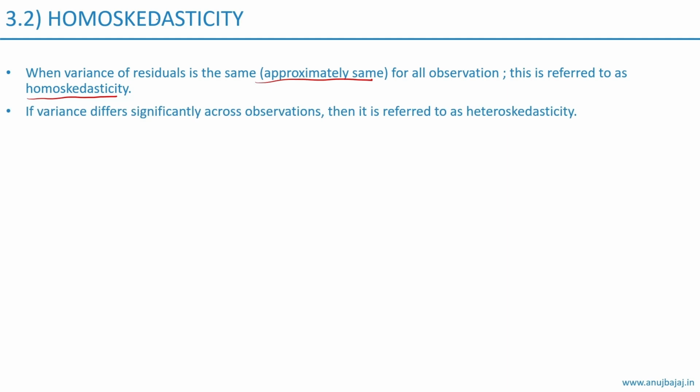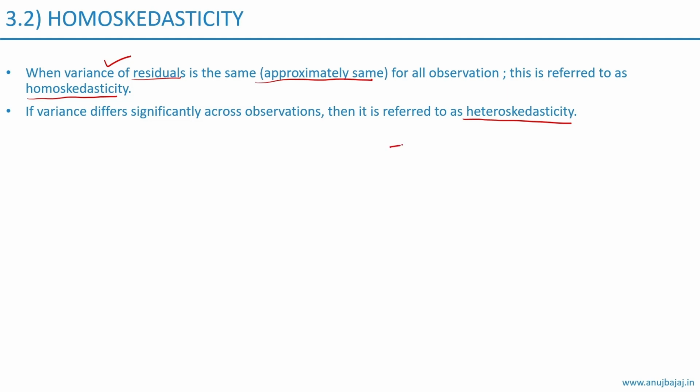If variance differs significantly across the observations, we refer to this as heteroscedasticity. There is no formula to calculate the variance of residuals. Just by looking at the residual plot, we can figure out whether the variance is similar or different across all the observations. So let us take an example.